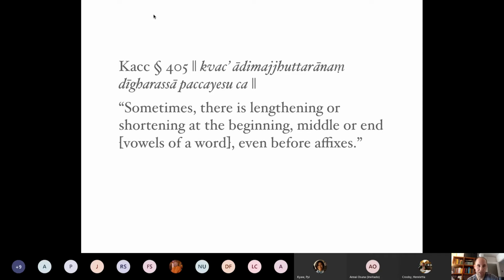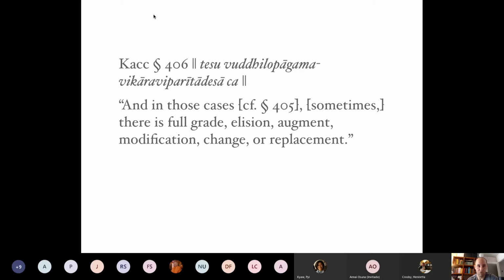And that can happen pachaye sucha, which the commentary interprets as apachaye sucha, pachaye sucha, both before pachayas and not before pachayas, when there are pachayas following or even when pachayas are not following. So what this rule boils down to is that any short vowel can become long, and any long vowel can become short. Again, it provides for exceptions. So this is called a mega rule, a mahasutta. Whenever we find a problem and we don't know how to explain it, we say, okay, according to this rule, this can happen sometimes. The following rule, 406, is also connected to the previous one.